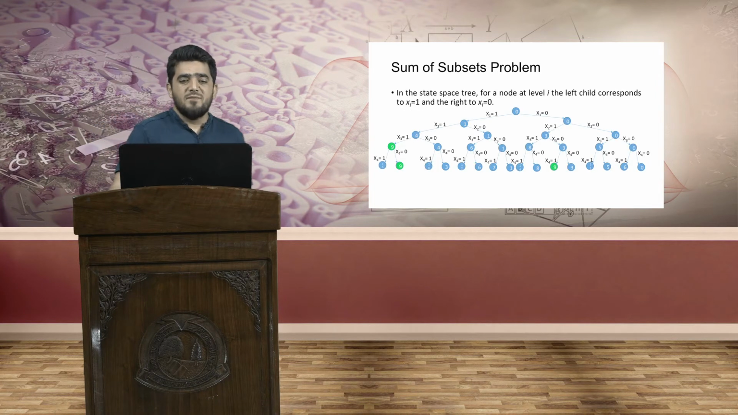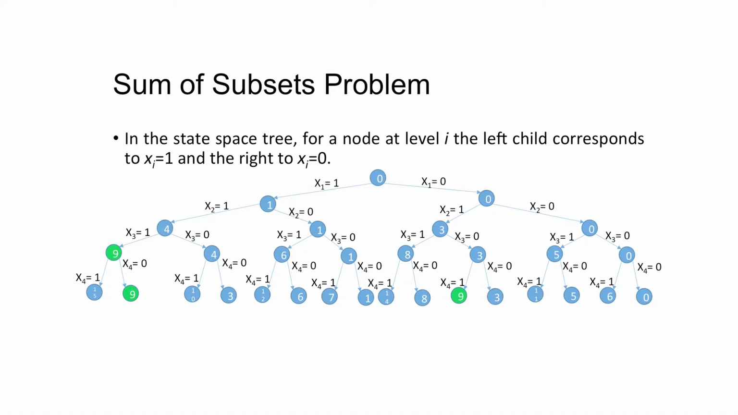Now if we consider the state space tree of the example that we discussed previously, as you can see we have mentioned on the slide that any node at level i corresponds to weight number i. For example, level 1 means we are talking about weight number 1, level 2 means we are talking about weight number 2, and so on and so forth.